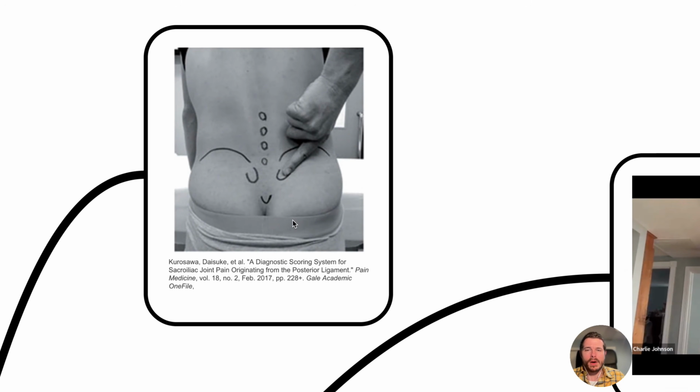So this is often where people will point. They'll point to this one part right at the dimple in the lower back on one side. They'll say, this is where I hurt. We call this a Fortin finger sign. So there's point tenderness to that area often.